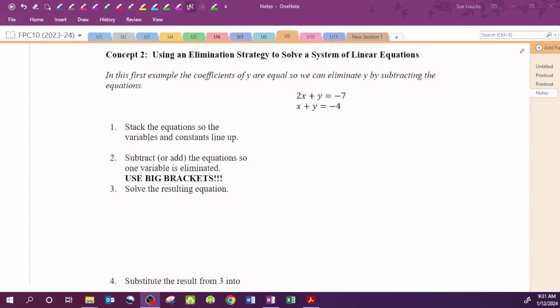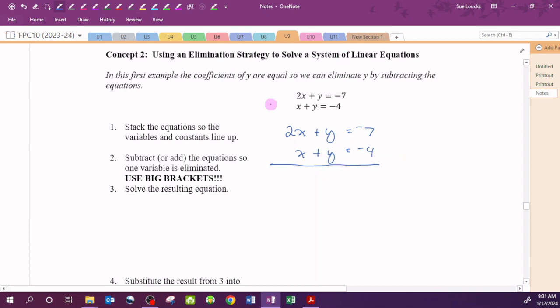Okay, let's look at using an elimination strategy to solve a system of linear equations. The first thing to do is to stack everything so that they're all nicely lined up. So I've got 2x plus y equals -7, x plus y equals -4. This is kind of like when you started adding multiple digit numbers in elementary school. Remember, you had to have all of your columns lined up or it didn't work.